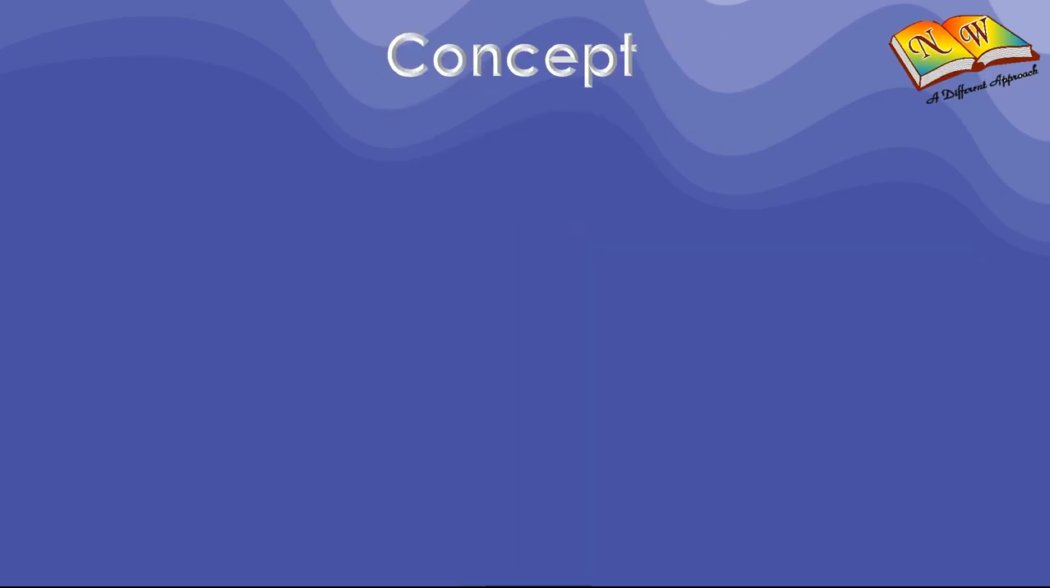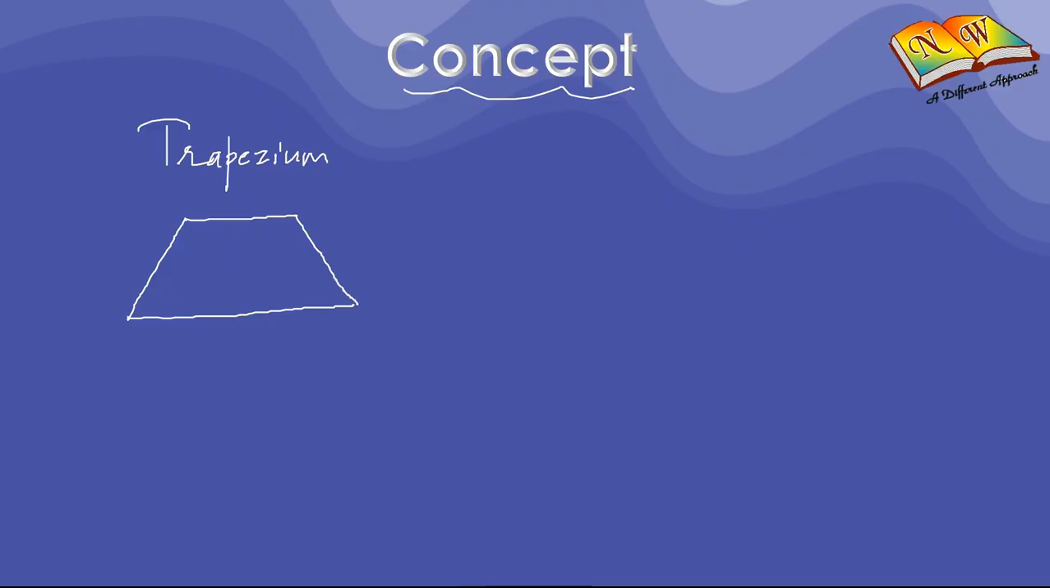Let's understand the concept first. So when we talk about a trapezium, it is a four-sided figure resembling the shape of a boat where one pair of opposite sides is parallel. So in a trapezium, there is only one property. Only one pair of opposite sides will be parallel.